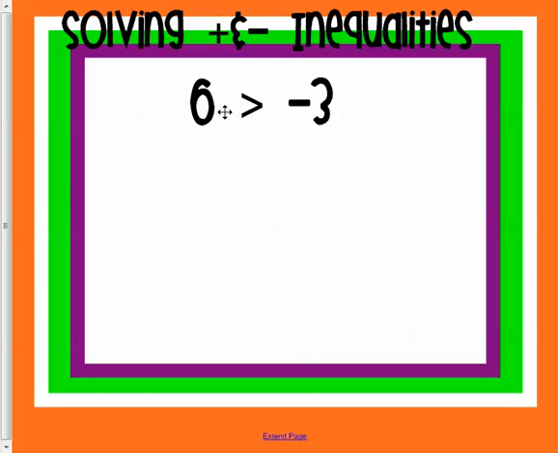Okay, so let's look at this one. We've got 6 is greater than -3. If I add 5 to both sides, I still get a true statement. 11 is greater than 2. If I go back and subtract 2 from both sides, I'm still going to get a true statement. 4 is greater than -5. No matter what you add or subtract, you're still going to get a true statement. So this helps us when we're solving inequalities.